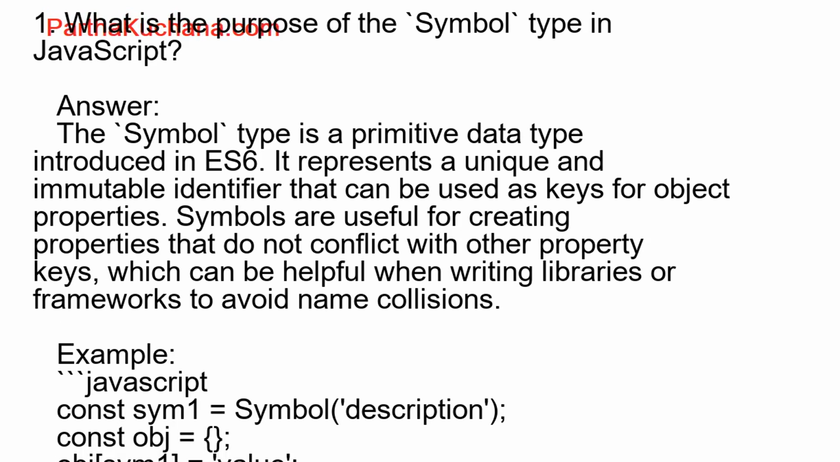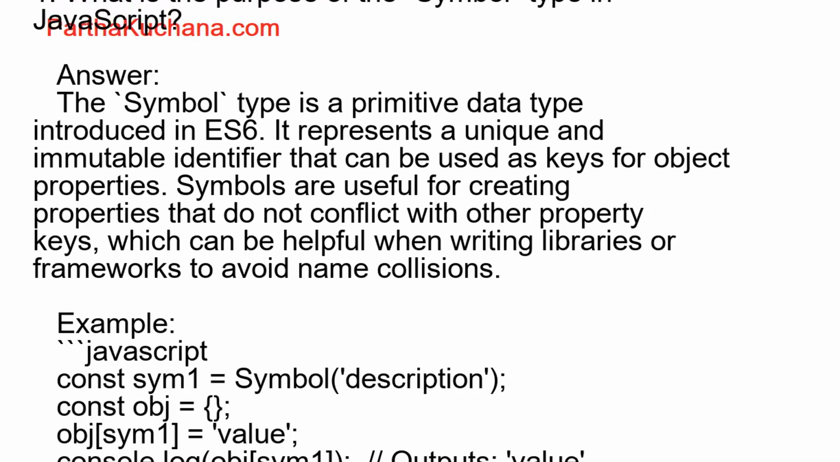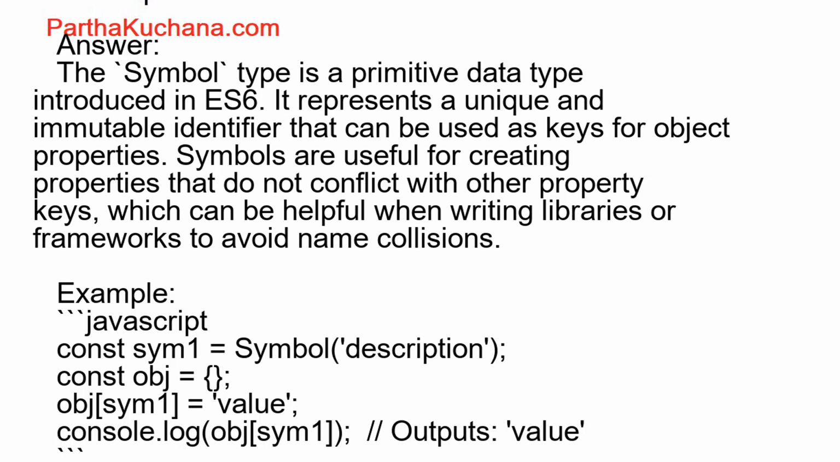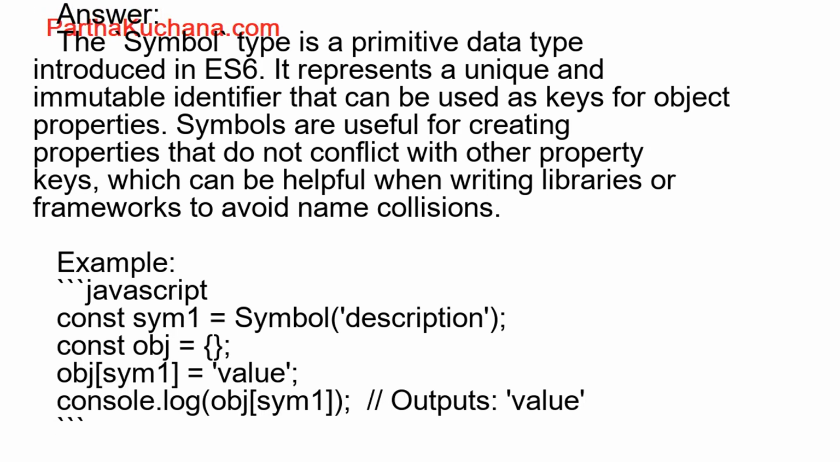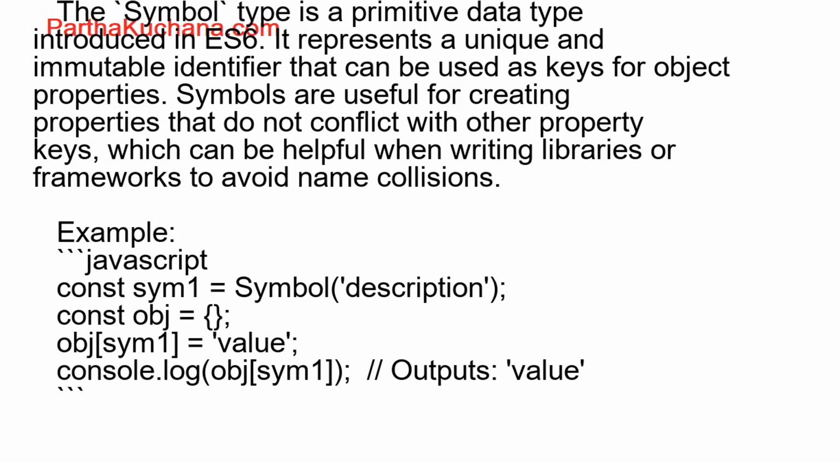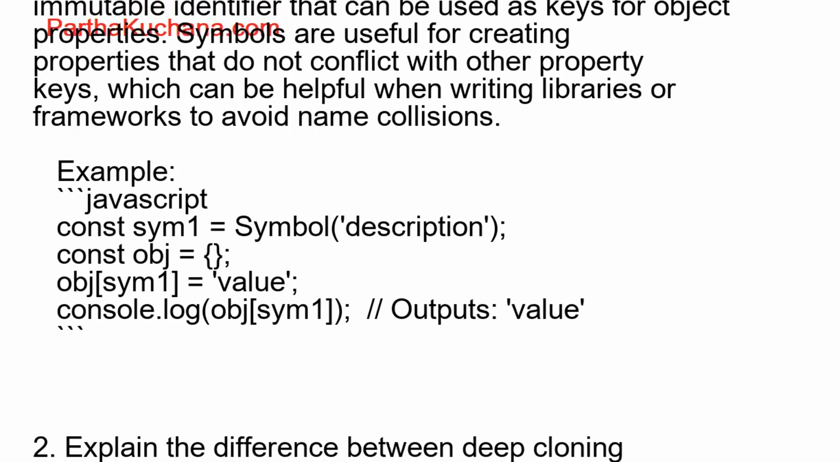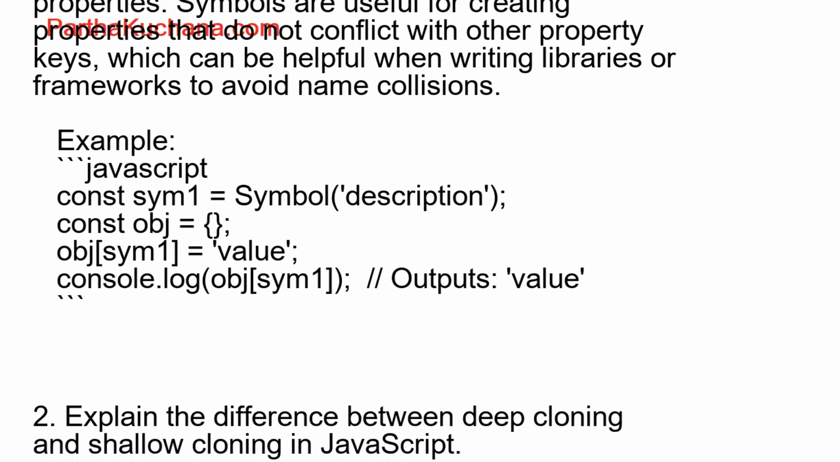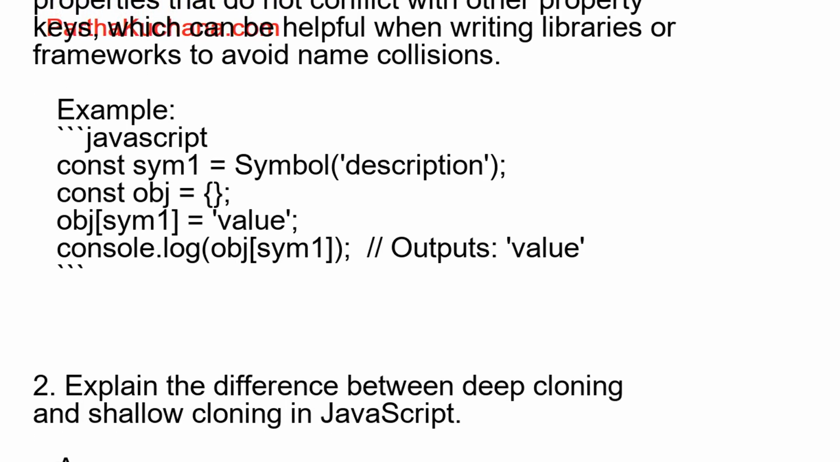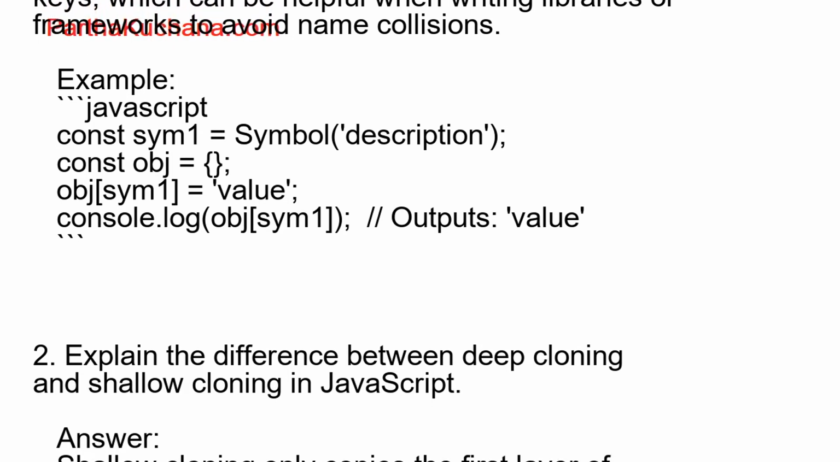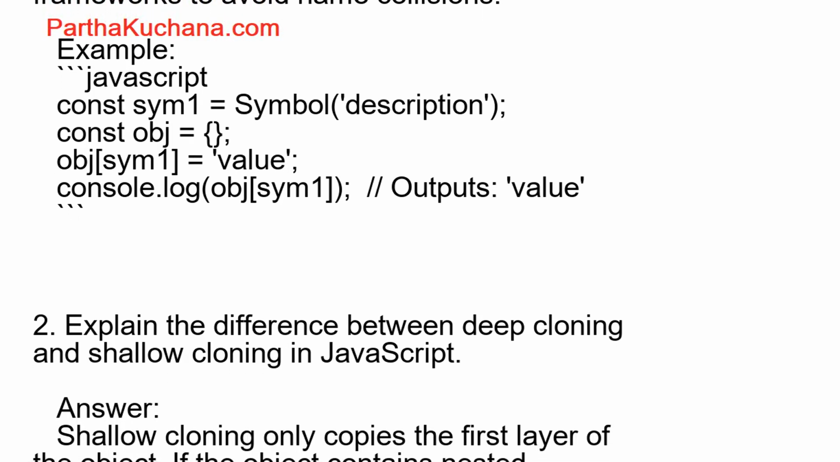2. Explain the difference between deep cloning and shallow cloning in JavaScript. Answer. Shallow cloning only copies the first layer of the object. If the object contains nested objects, references to those objects are copied, not the actual values. Deep cloning creates a complete copy, duplicating all levels of the object, including nested objects.